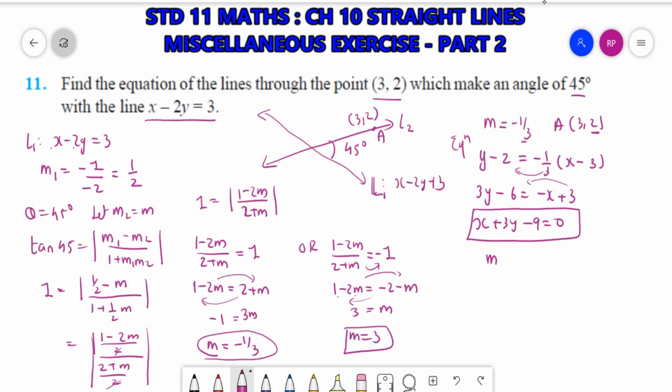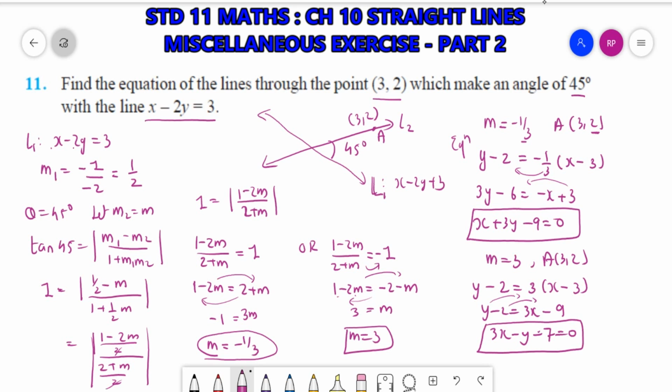Now let's take the value of m as 3, with the same point (3, 2). y minus y1, that is y minus 2, equals 3 into x minus x1, that is x minus 3. So y minus 2 equal to 3x minus 9. Taking on the other side, 3x minus y minus 9 plus 2, so minus 7 equal to 0. This is the required equation. So the required equation will be either x plus 3y minus 9 equal to 0 or 3x minus y minus 7 equal to 0. Clear? This was about question number 11. Just note it down.